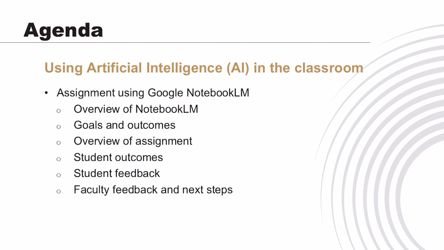We'll talk a little bit about the goals and outcomes of the assignment as well, sort of as a guidepost for where we hope everything will lead with this, although we haven't fully gotten all the feedback that we want from it. We'll give a quick overview of the assignment, including how it works and what the expectations are for the students. And then we'll talk a little bit about student outcomes.